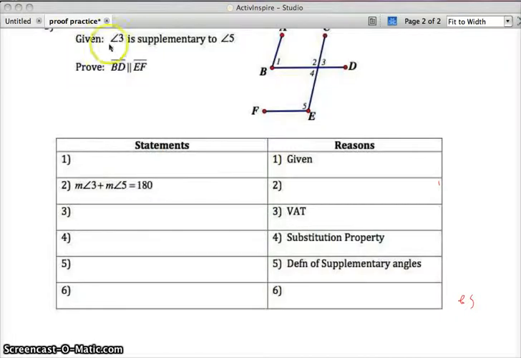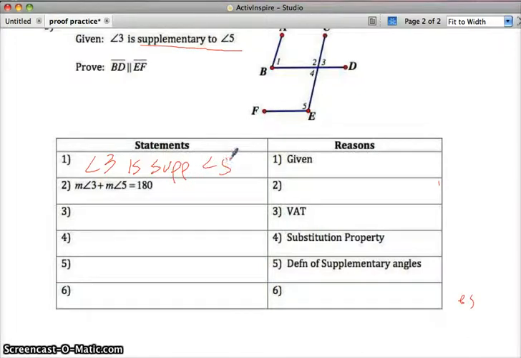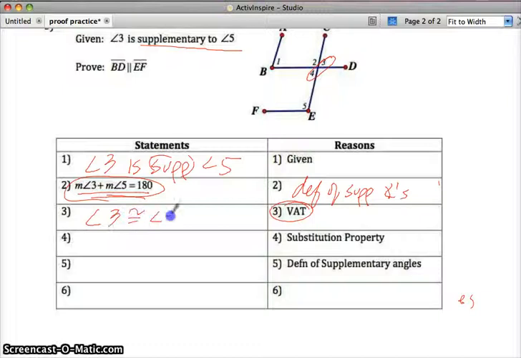Okay, final one, we have to be quick. Angle 3 is supplementary to angle 5, so we're going to write that here for our first step. So what does that mean if they're supplementary? Well, it means they're 180 degrees if we add them up. So this is the definition of supplementary angles, right? If I tell you they're supplementary, the only reason I'm doing that is to get this information. The next reason is vertical angle theorem. I only see one pair of vertical angles, so this must mean that angle 3 is congruent to angle 4.